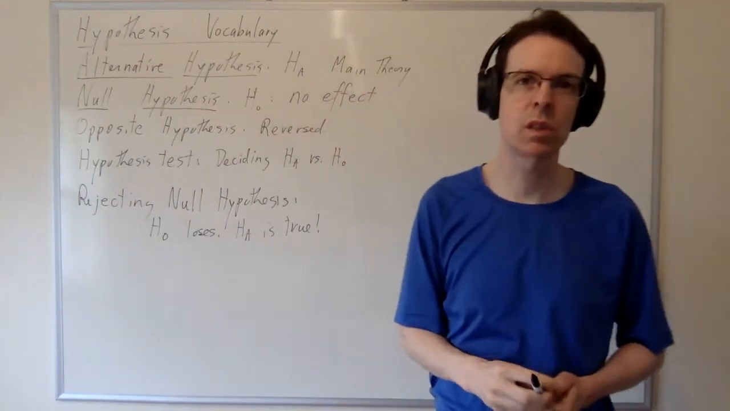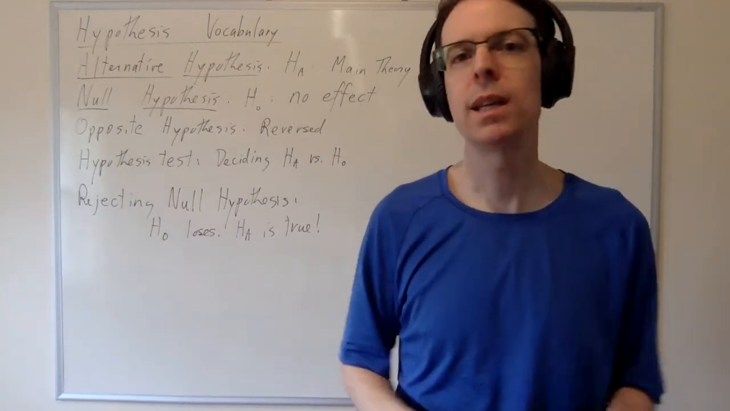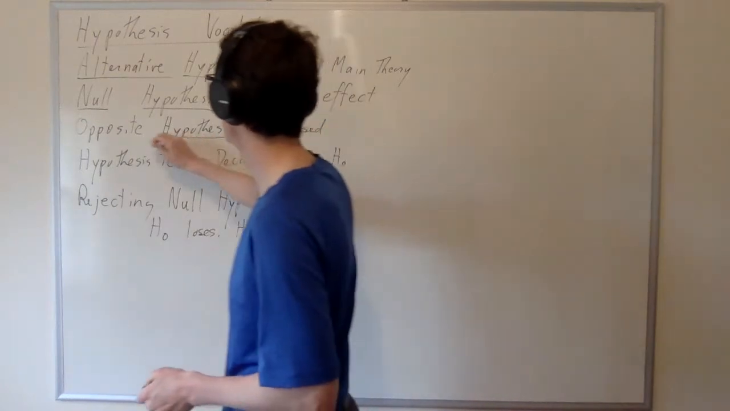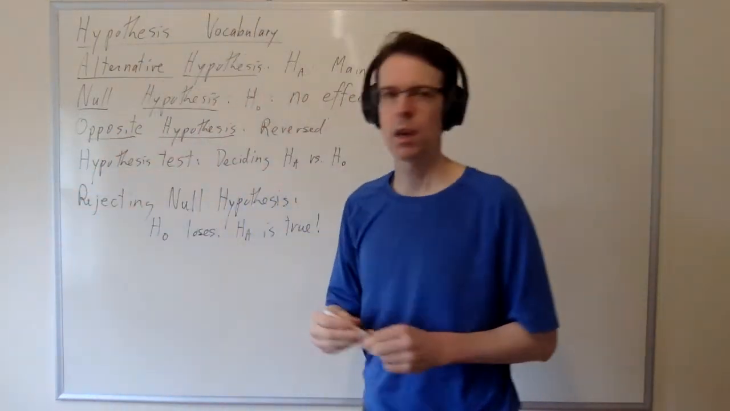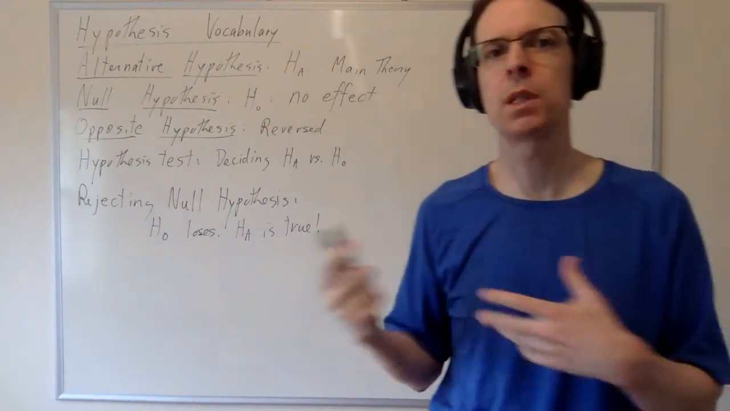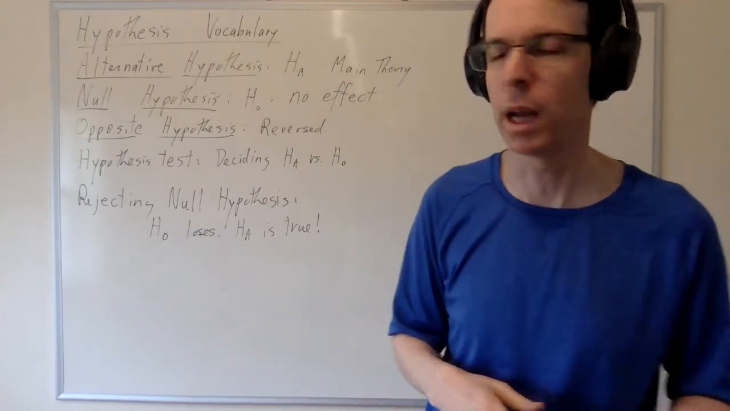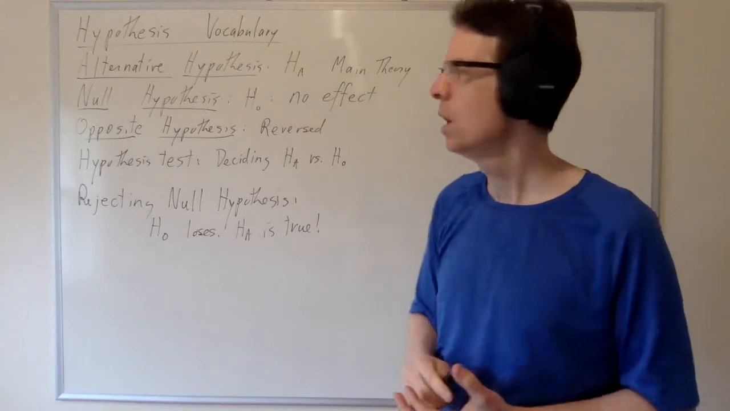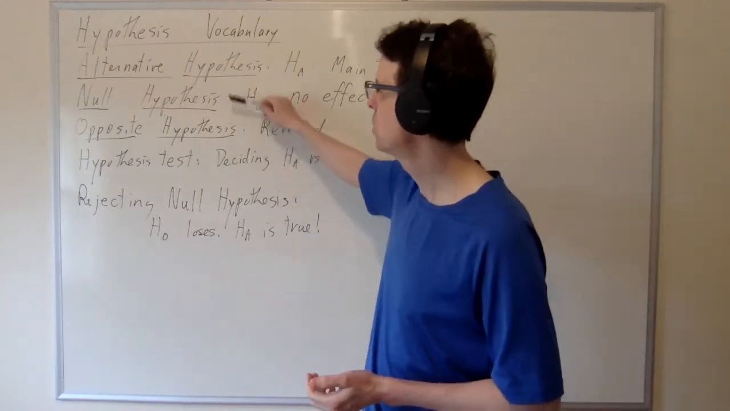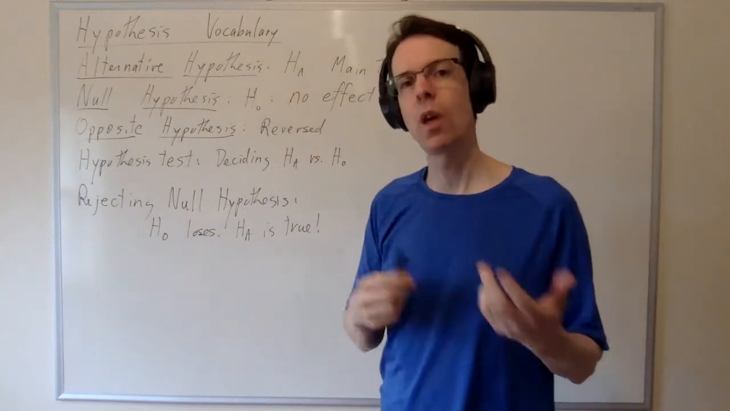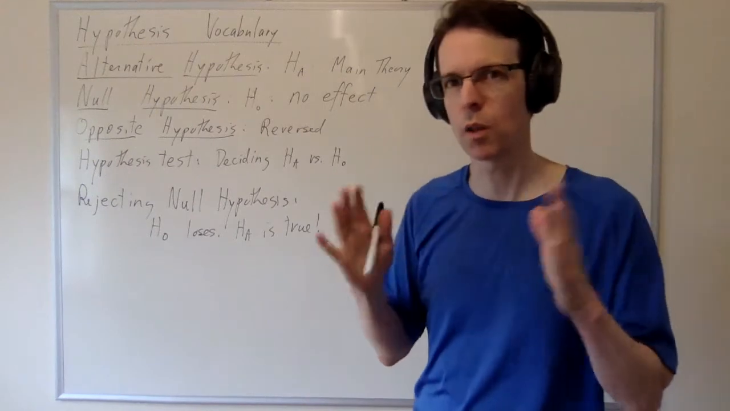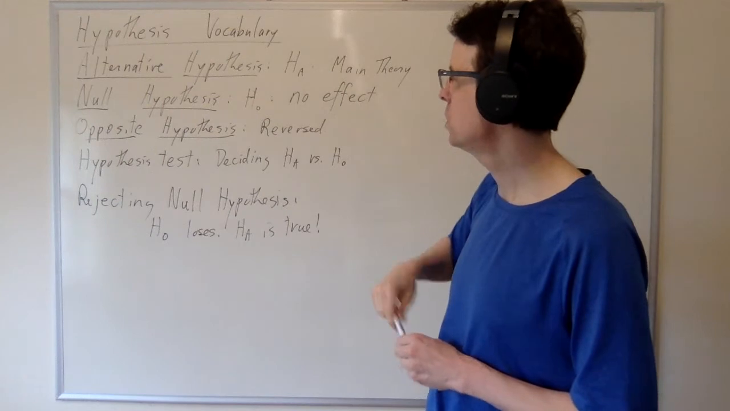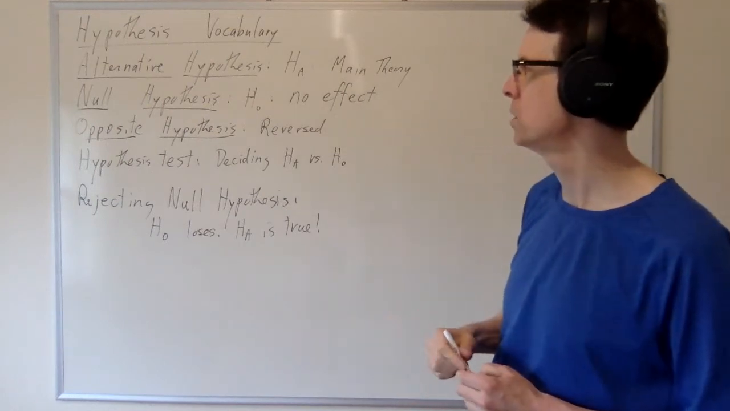The null hypothesis is counterpoint to the main working theory. It says there is no effect at all. Then we have an opposite hypothesis, which is the reversed claim. If we say men are taller than women, the opposite hypothesis is women are taller than men. The opposite hypothesis is not usually going to be one that we talk about very much. I introduce it so that people don't get confused about what the null hypothesis is. If you understand that there are two different ways of contradicting the alternative hypothesis, it makes it easier to understand what the null hypothesis is.